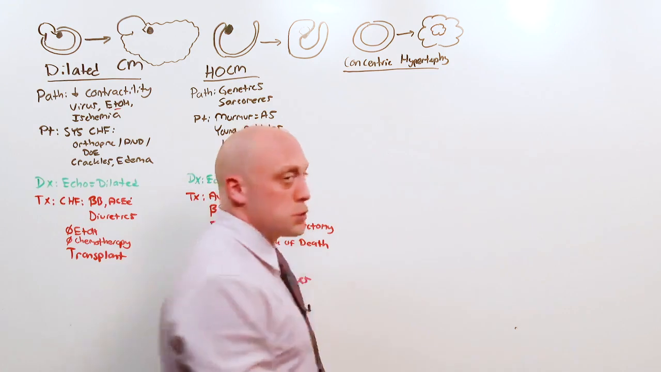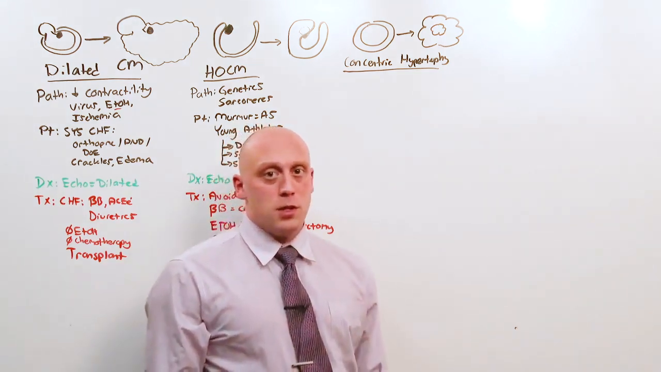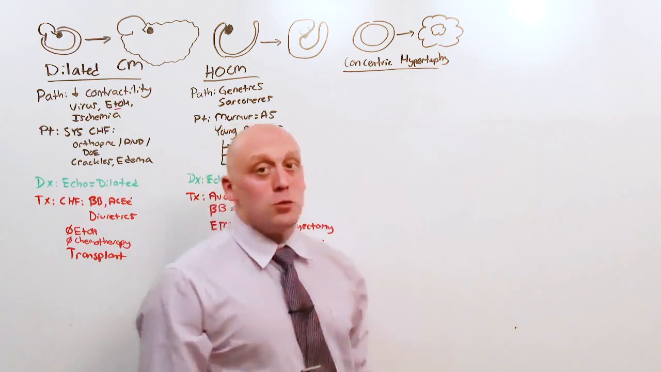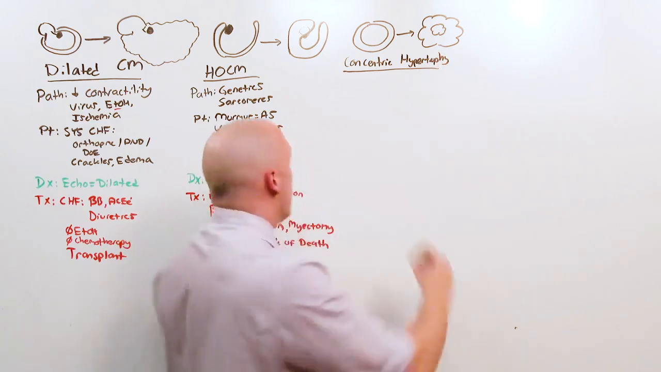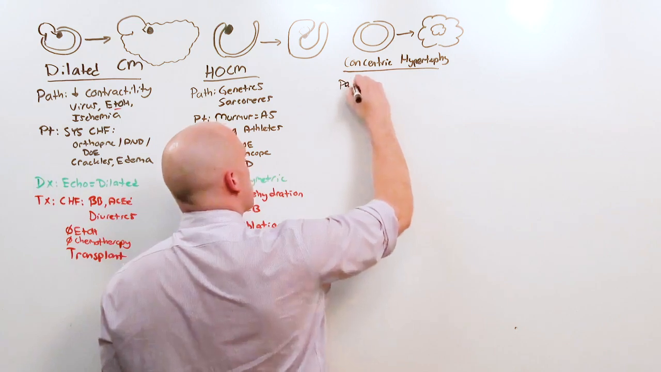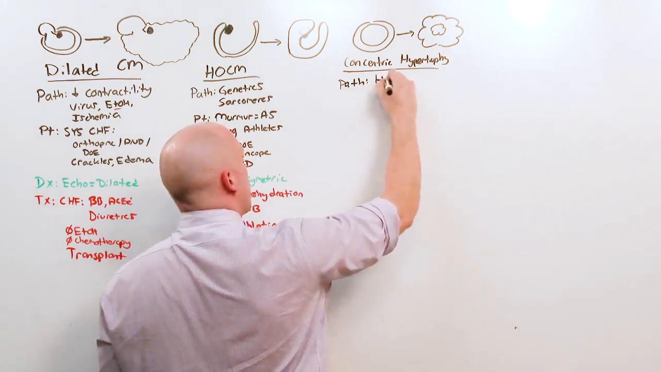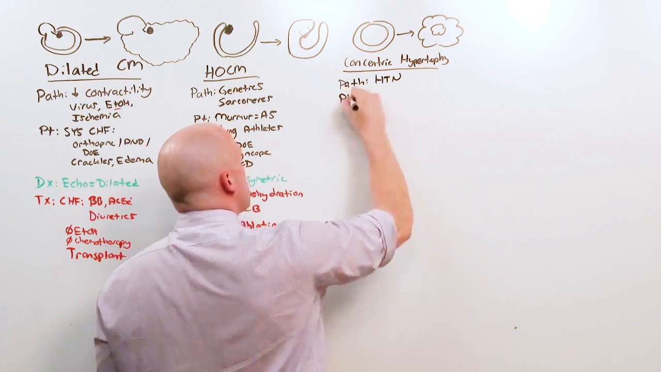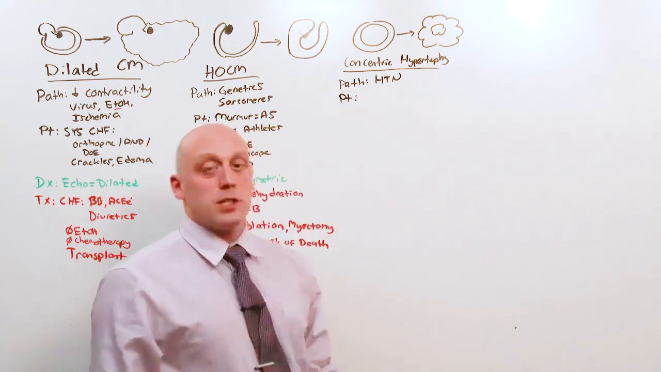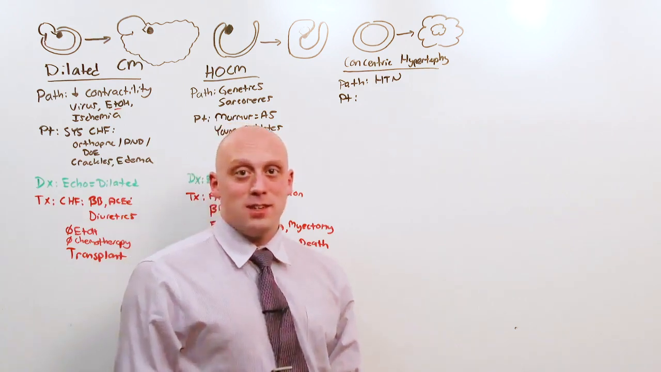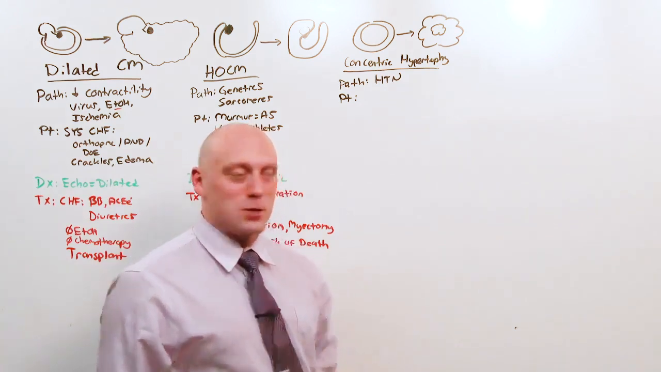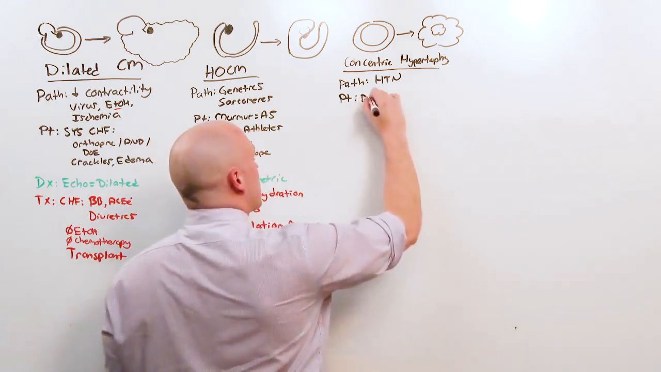It has no problem squeezing against that increased resistance. The problem is that there's literally not enough room to relax. So the pathology is almost always hypertension, and a long-standing high hypertension. But the patient has no problem pushing things forward. In fact, the contractility is probably increased. The problem is, though, that it can't relax, so the patient presents with a diastolic heart failure.